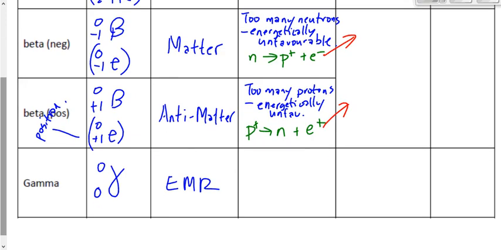All right, gamma. Well, gamma is just kind of a byproduct. It happens as a result of something else. So something else is taking place. Beta-negative decay has taken place, let's say, and the nucleus, as a result of that, is left in an excited state.